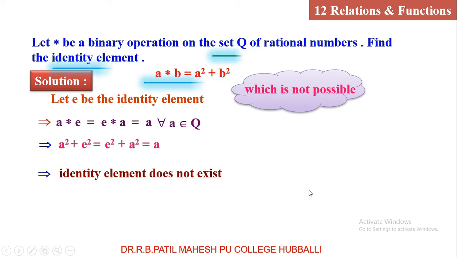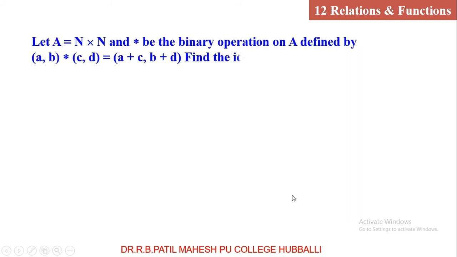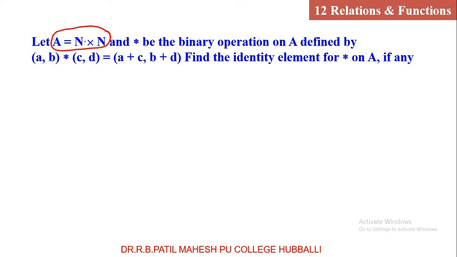One more question. One more example, important. Let A equal to N cross N. What do you mean by N cross N? This is a Cartesian product of two sets. The sets are the natural numbers and itself. Taking that set, let star be the binary operation on the set A, defined by (a, b) star (c, d) is equal to (a plus c, b plus d).